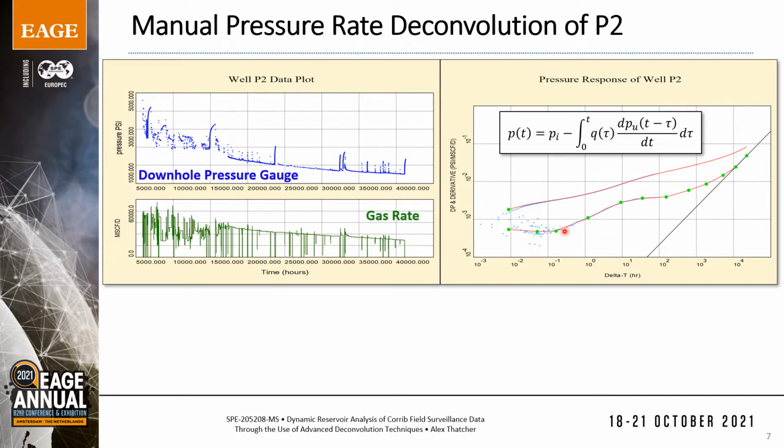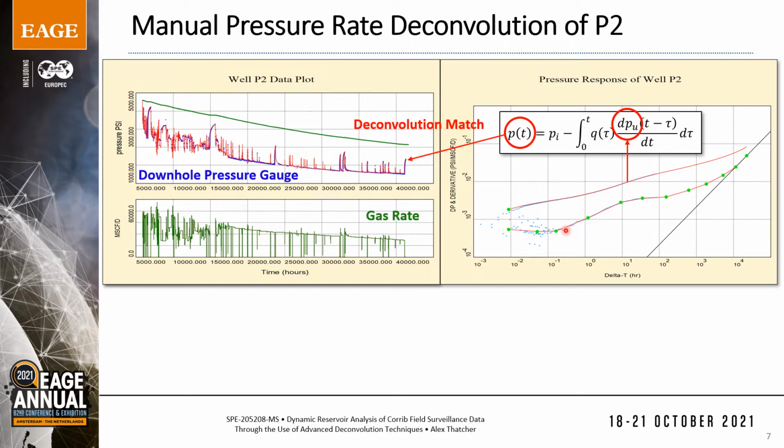In our approach, the shape of the response function is adjusted using specialized software so that the results of convolution of the response function with well rates sufficiently match the downhole pressure gauge. Well, what does this mean? Well, by feeding this response function through the equation and solving for Pt with the measured rate data gave us this result in red on the data plot.